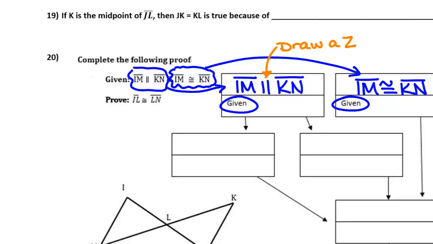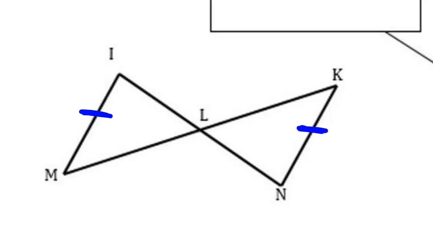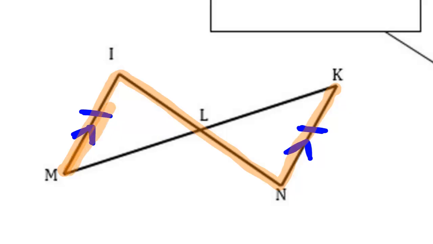That's going to let me find my alternate interior angles. So IM and KN are both congruent, so I'm going to mark them with congruences, and parallel, so I'm going to mark them with parallel symbols, those little arrows. If I'm going to use those to draw a Z, this is one way that that could look. I went over my parallel lines, I connected them with a transversal, and I went over the other parallel line.